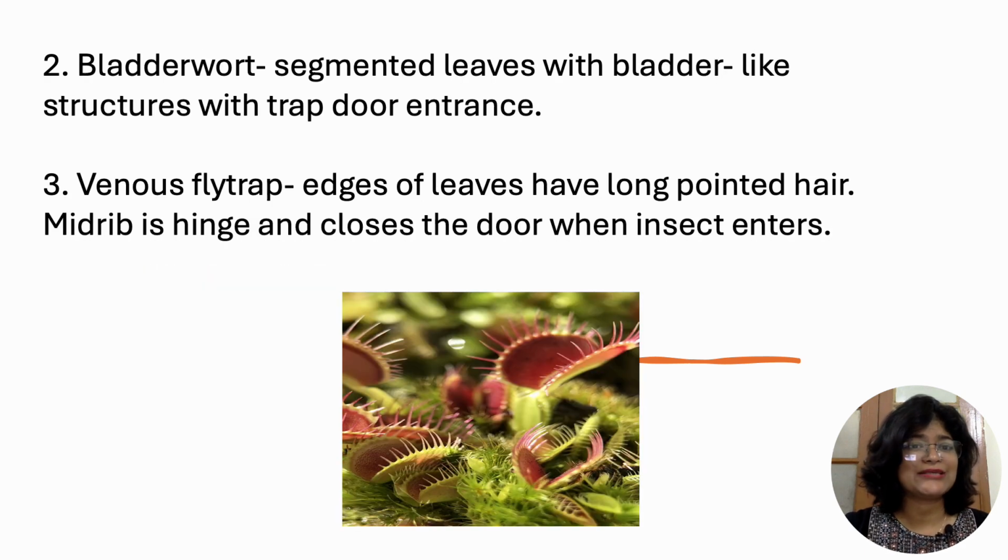The bladderwort has segmented leaves with bladder-like structures which act as a trapdoor entrance, not permitting the insect to go out. The Venus flytrap, the edges of the leaves have long pointed hair and the midrib is the hinge and it closes the door when insect enters.